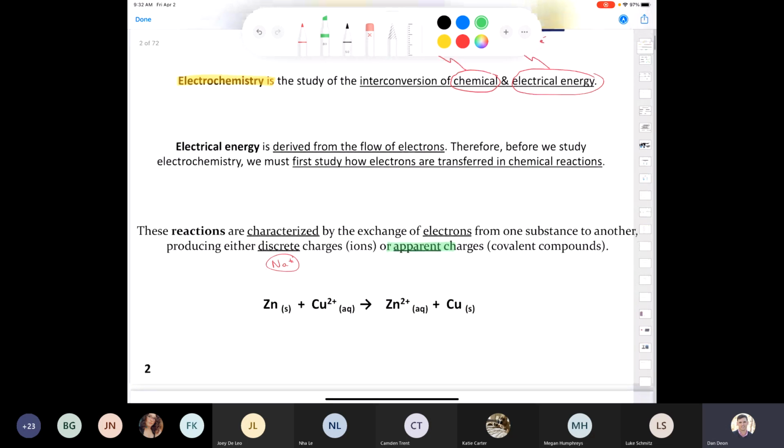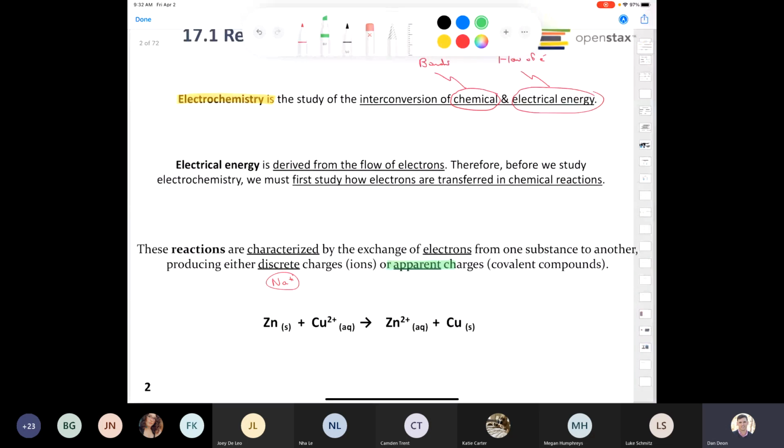Now, if you look at this simple reaction shown on the bottom, you see that the zinc is being converted from just zinc metal. It says it's solid zinc, so that means it's just a pure bar or rod of zinc, and it's being converted into zinc with a 2+ charge. Notice that now it's an ion and it's in an aqueous solution. We also see that copper 2+, which is an ion, is being converted into copper metal.